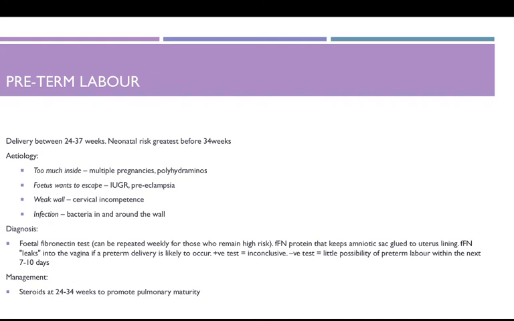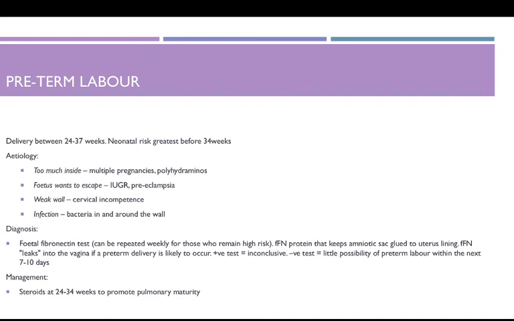You can't confirm anything with a positive test. However, a negative test has a high negative predictive value. So if you have a negative fetal fibronectin test, it's very unlikely that you will go into preterm labour within the next 7 to 10 days.